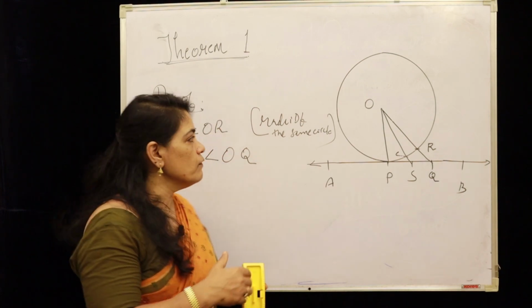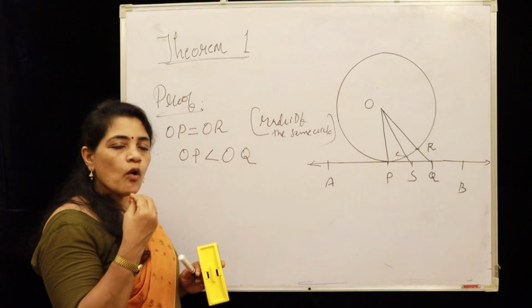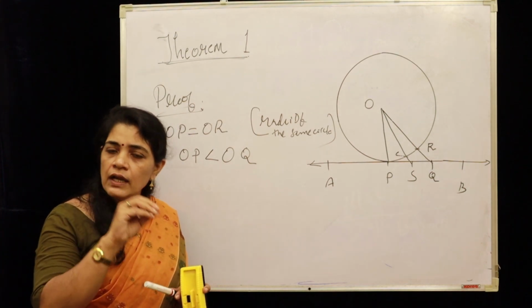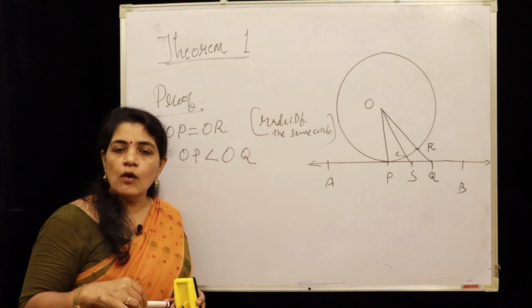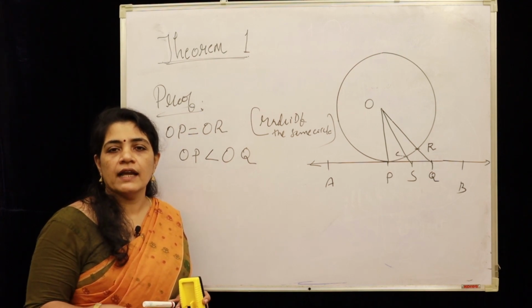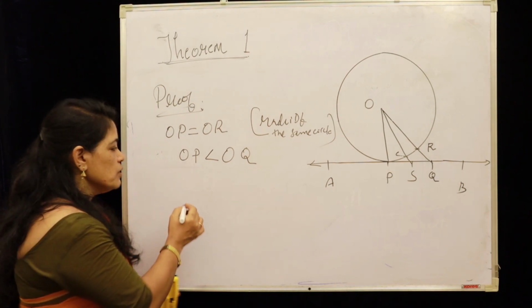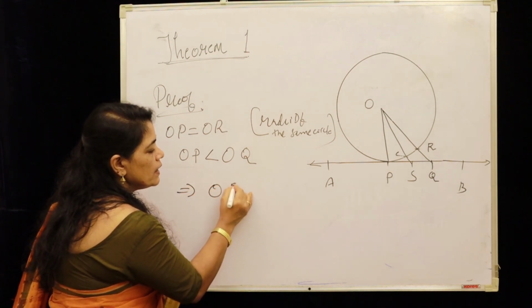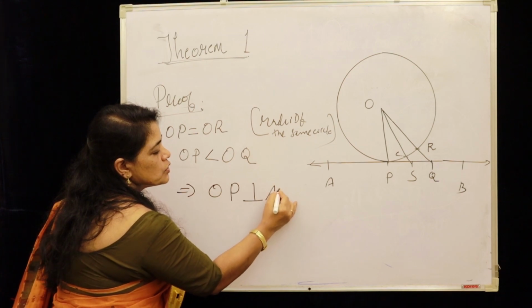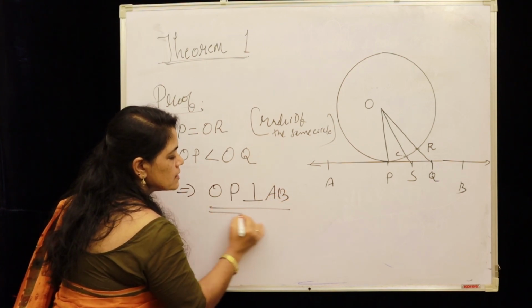So how can we write the proof? Among all the points on this tangent AB, OP is the shortest, and the shortest distance is perpendicular, which implies OP is perpendicular to AB. Hence the proof.